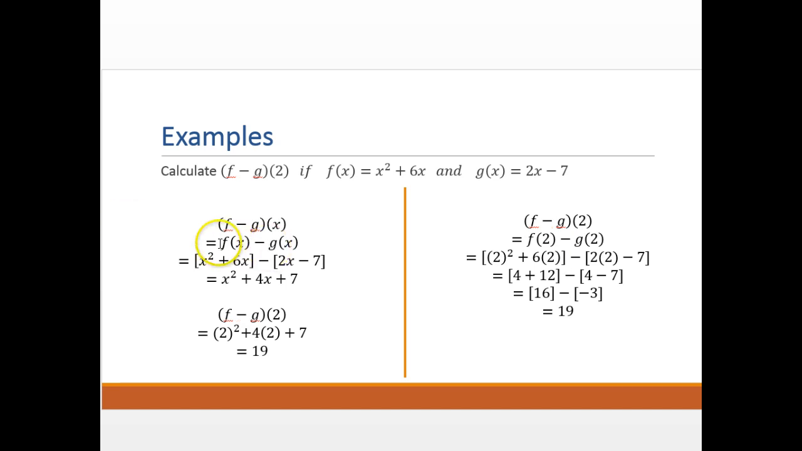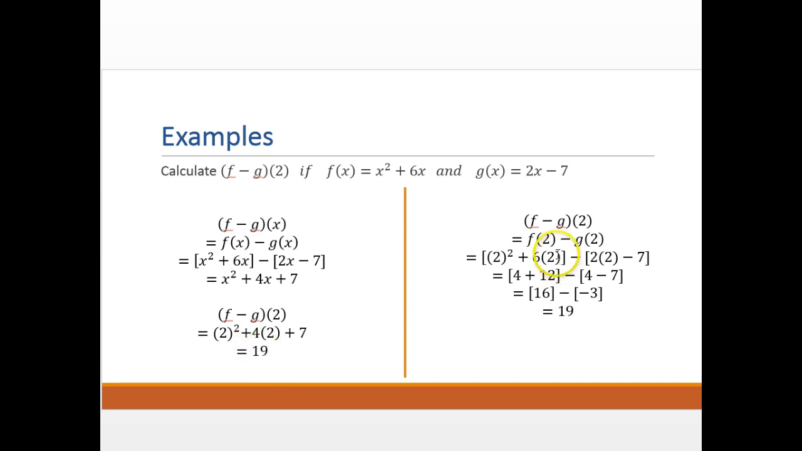We can do it this way with the f of x minus g of x. I will warn you, the one thing we have to watch out for on subtraction is we need to include the entire g of x function. We need to put it in parentheses or brackets, because this negative sign applies to more than just the 2x, it applies to the 7 as well. This becomes x squared plus 6x minus 2x plus 7. So we get x squared plus 4x plus 7. Again, evaluating x equals 2 gives us 19.